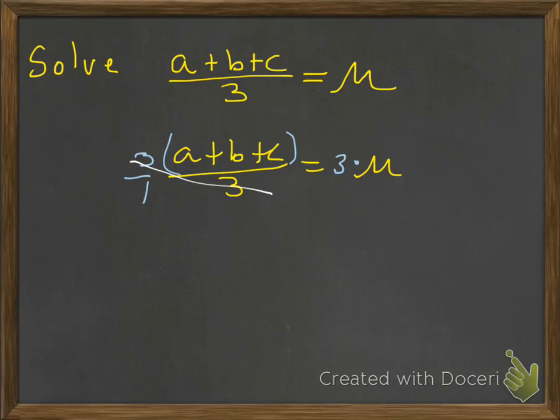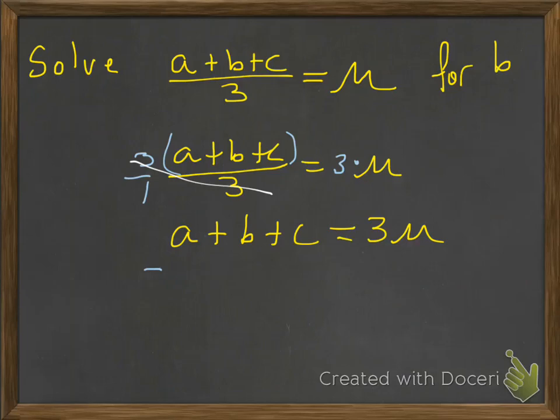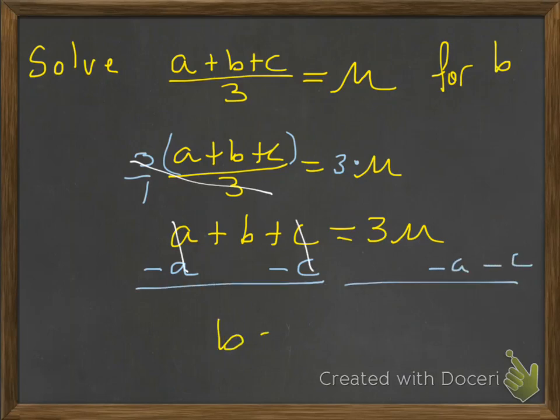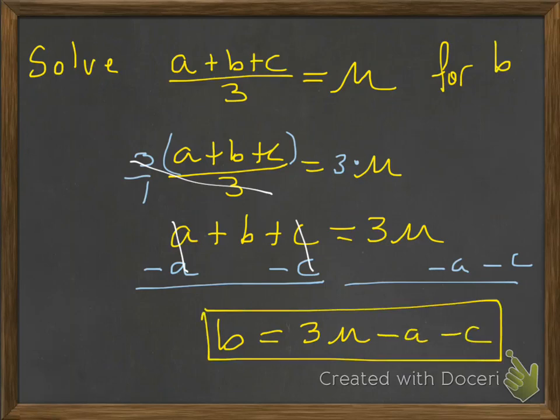On the left-hand side, the 3's cancel, and I'm left with A plus B plus C equals 3 mu. And then I write down, oh, well, who are we solving for? We're solving for B. So what's left is an A and a C, and they're both connected with addition. So what we're going to do to undo the addition is subtract. So we're going to subtract A and C, and they will cancel on the left-hand side. So who's left is B. You have 3 mu's minus A minus C, and there you have it.